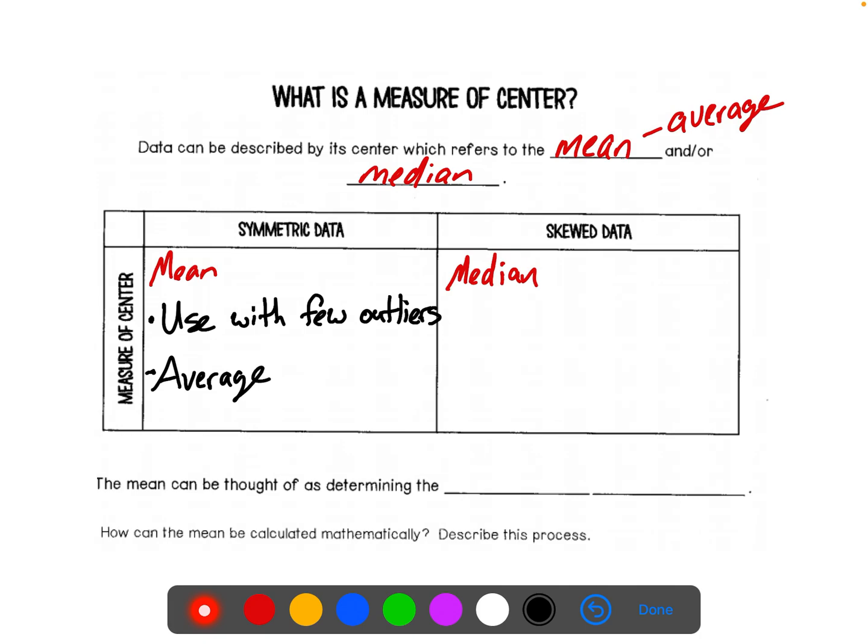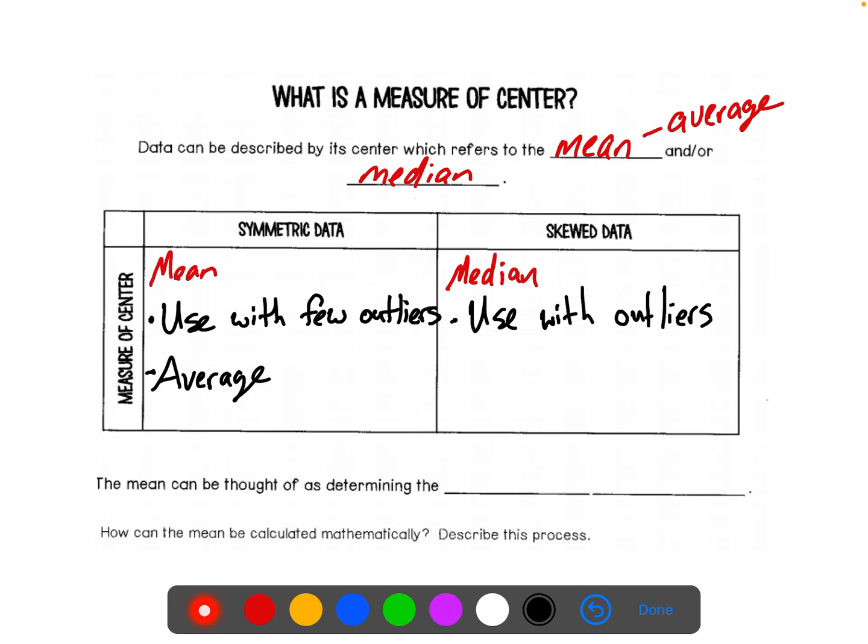and then we talk about median. Now, median is still the middle of the data, but we use it with outliers. This will make sense a little more when we look at some examples. And I think that's good enough for this.